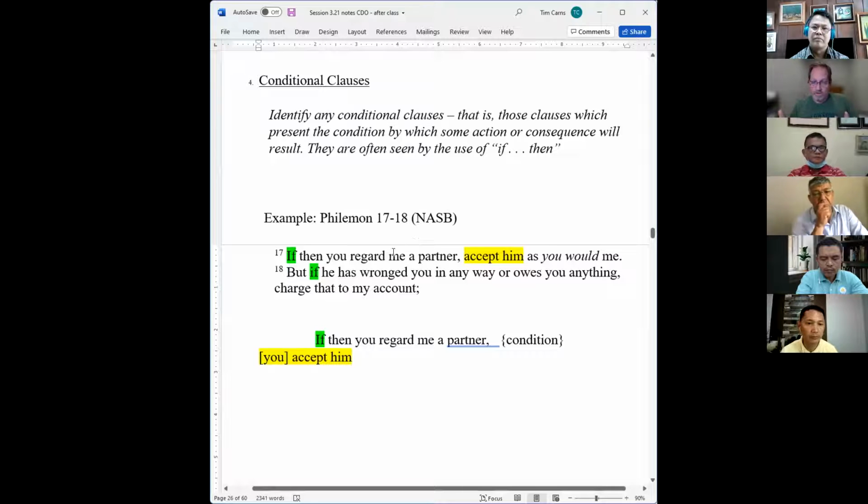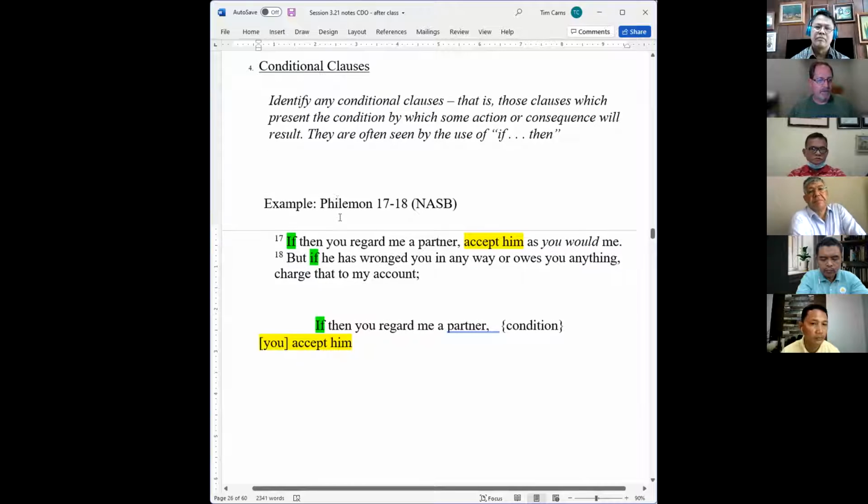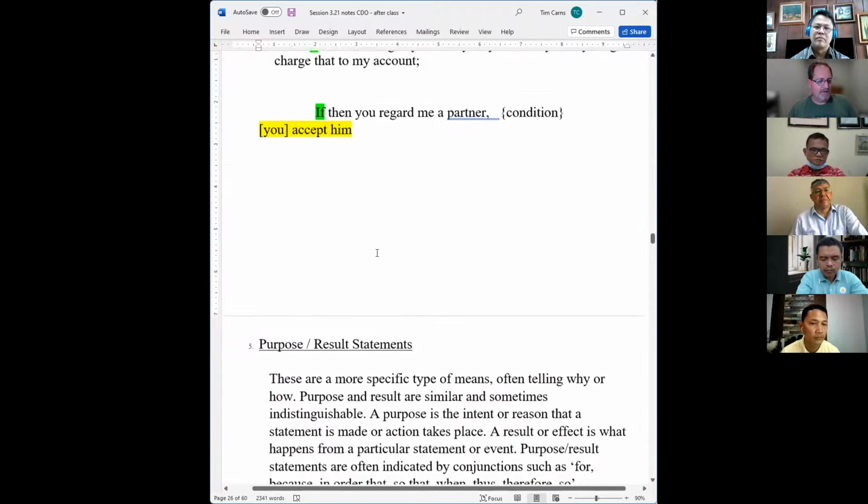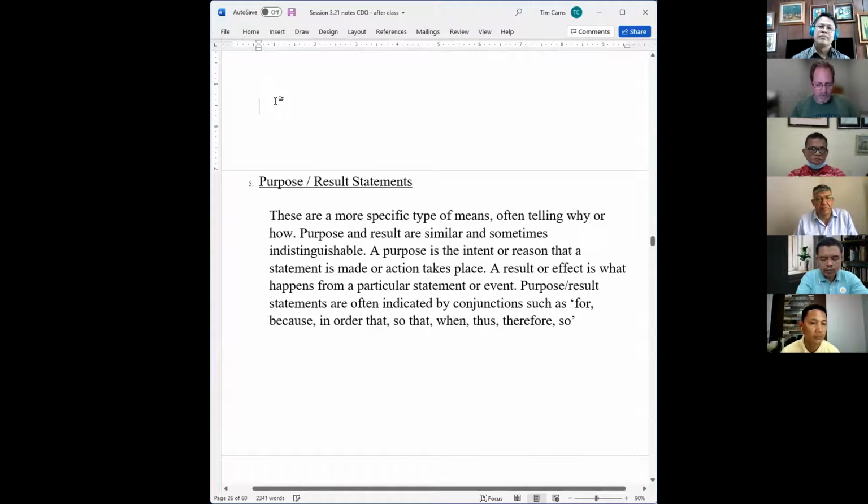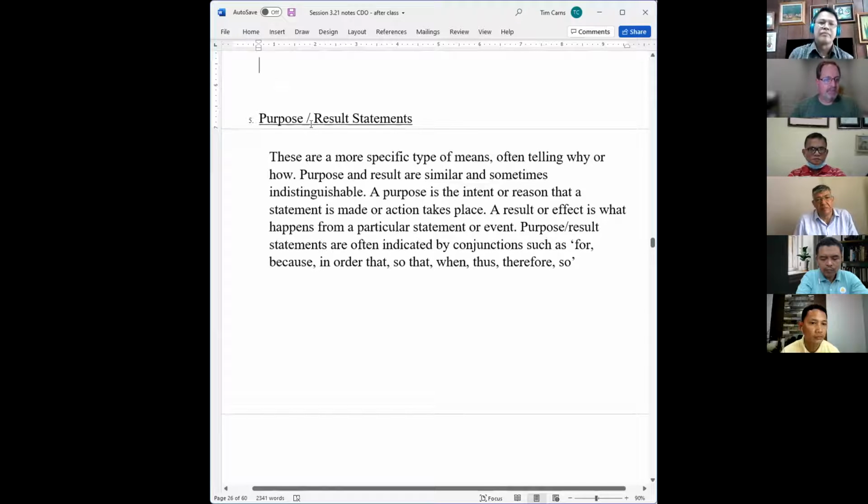All right, so look for conditional clauses. And again, you should have spotted those when you did your block diagram. But this step helps to make sure that you didn't miss that. And then finally, look for any purpose or result statements in your passage. Okay?